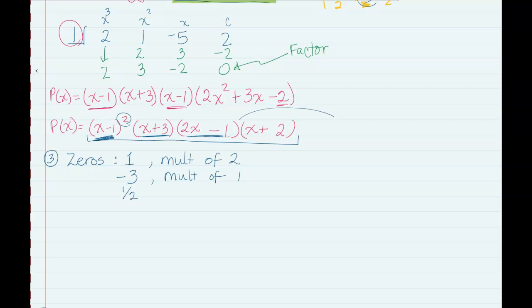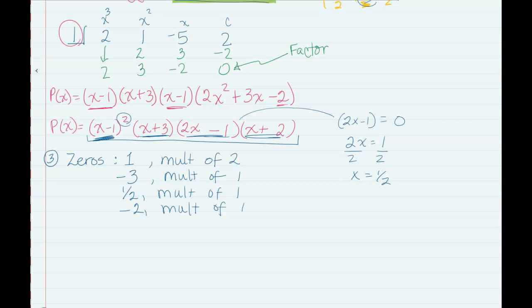Remember what we're doing. We're getting each parentheses and we're setting them equal to 0. So 2x minus 1, 2x is equal to 1, x is equal to 1/2. So that's where this 1/2 is coming from. Okay, and it has a multiplicity of 1. And then the last one, we can see that's negative 2, again with a multiplicity of 1.